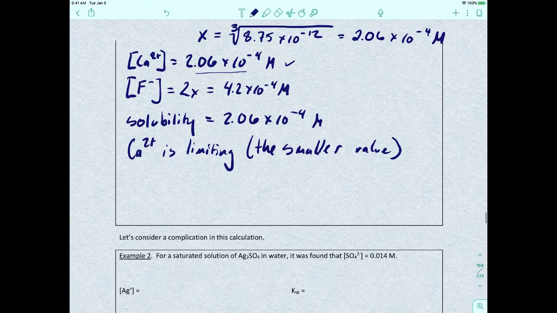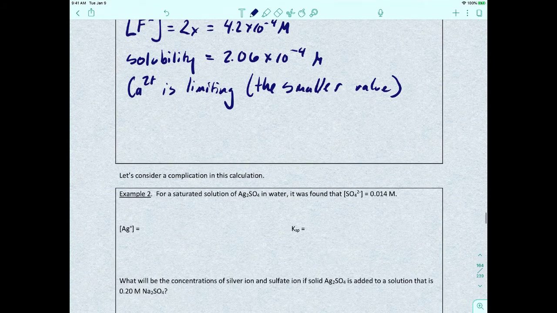Okay, let's try another problem. Let's say for a saturated solution of silver 1 sulfate in water, it was found that the concentration of sulfate ion is 0.014 molar. So if that's the concentration in water, that means if we've got 2 silvers for every 1 sulfate, the concentration of silver ion should be 0.028 molar. We're just doubling it because you've got 2 silvers.